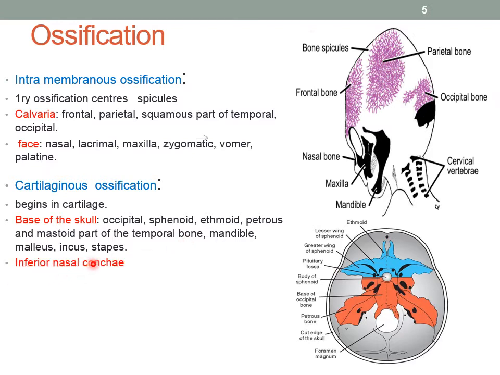The inferior nasal concha is also formed by cartilaginous ossification, and the hyoid bone also ossifies through cartilaginous ossification, and the mandible has both types of ossification, the intramembranous and also cartilaginous.